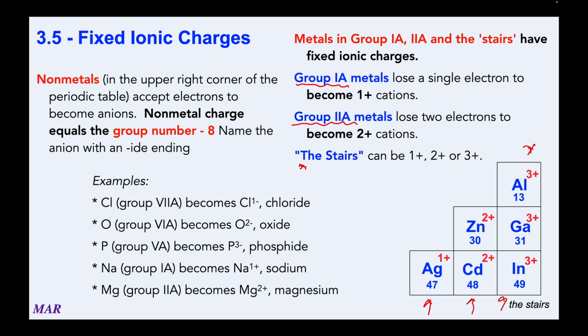The main group metals: sodium, +1. Magnesium becomes magnesium, +2. And again, the hip chemist will always know that magnesium is +2 and phosphide is -3 when they're coming together to make bonds. These are the fixed ionic charge metals and nonmetals.